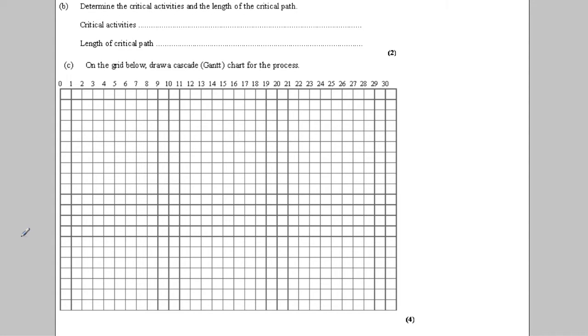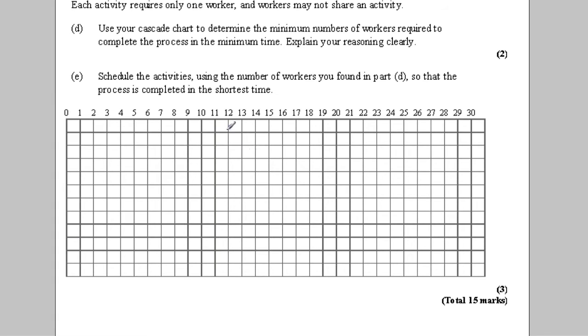Part B is to state the critical activities and the length of the critical path, for 2 marks. Part C is to draw the Gantt chart for this, another 4 marks. D and E are to basically try and schedule things, work out the minimum number of workers required and schedule those workers. Okay, so it's 15 marks in total. Typical, very, very typical exam question.